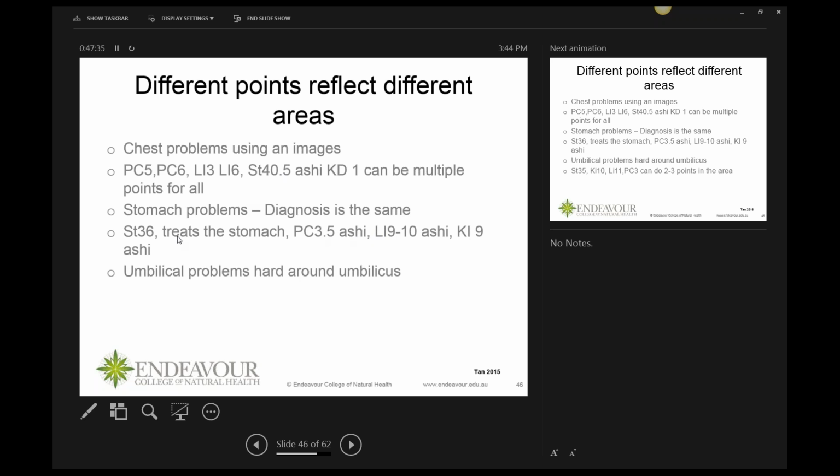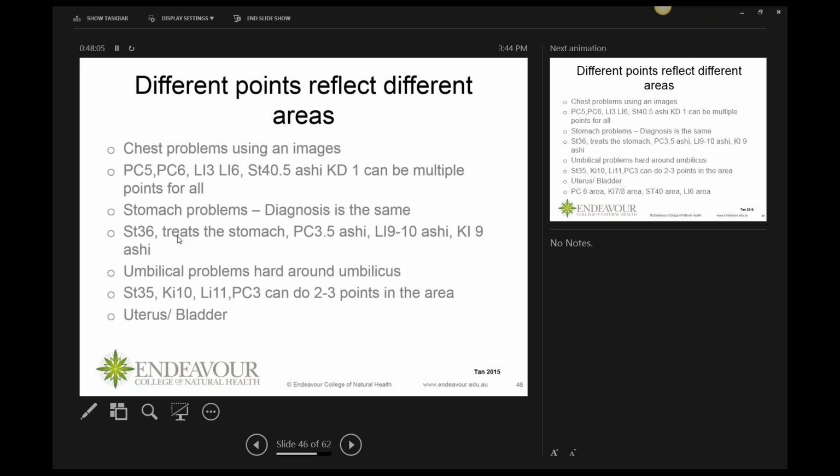Umbilical points, like an umbilical problem, hard around the umbilicus, or borborygmus, or one of those sorts of small intestine type of problems. He goes for these type of points. Stomach 35, kidney 10, large intestine 11, pericardium 3, and again, you can look for a couple of points in the area, particularly if the problem itself has a larger surface area than is just a specific point.